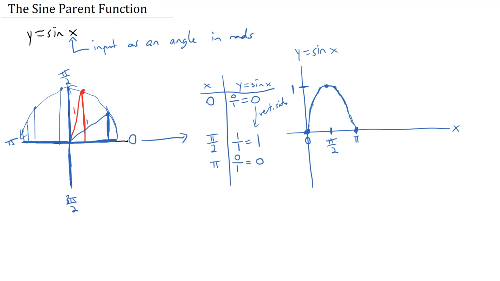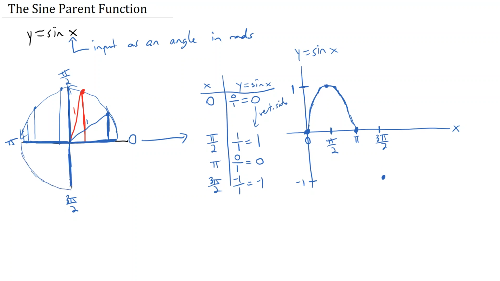At 3 pi over 2, the vertical side is -1 with a hypotenuse of +1. You always use a +1 for your hypotenuse, which gives you a ratio of -1. So at 3 pi over 2, the y value is -1 down here. And you can imagine it's the same pattern, right?